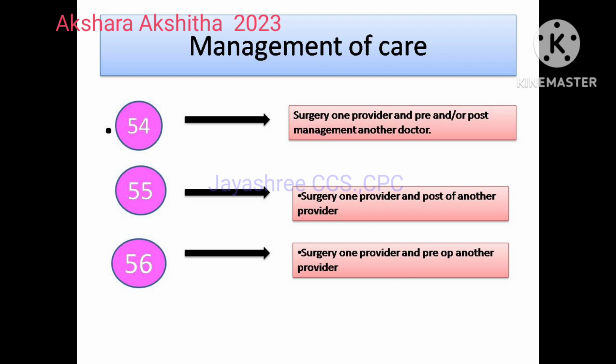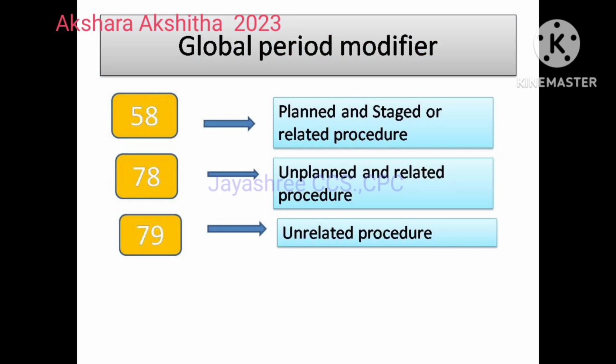So based on whether the post-operative or pre-operative care is performed by another doctor, based on that we have to use these three modifiers. Okay. Then global period modifier. For the global period we have three modifiers: 58, 78, 79. 58 and 78, those modifiers are very similar.